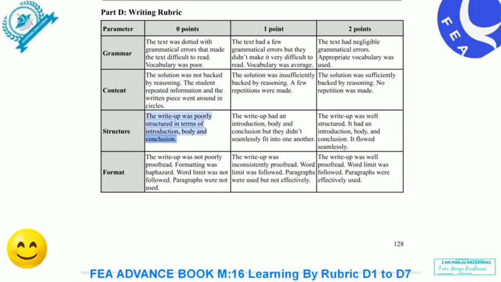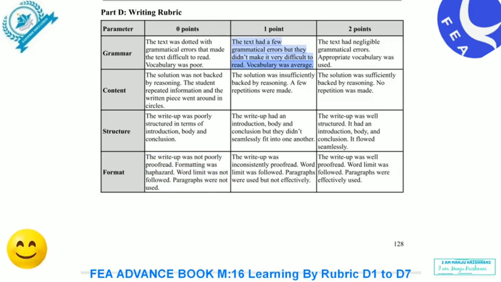Structure: the write-up was poorly structured in terms of introduction, body and conclusion. Format: the write-up was poorly proofread. Formatting was haphazard. Word limit was not followed. Paragraphs were not used. The text had a few grammatical errors, but they didn't make it very difficult to read.